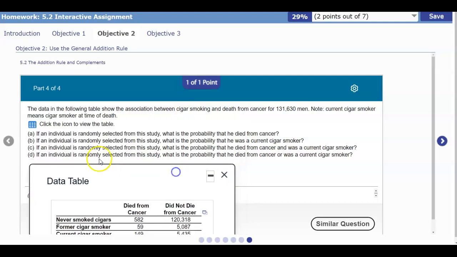The questions that we're asking are, Part A, if an individual is randomly selected from the study, what is the probability that he died from cancer? Part B, if an individual is randomly selected from the study, what is the probability that he was a current cigar smoker? Part C, if an individual is randomly selected from the study, what is the probability that he died from cancer and was a current cigar smoker? And then Part D, if an individual is randomly selected from this study, what is the probability that he died from cancer or was a current cigar smoker?